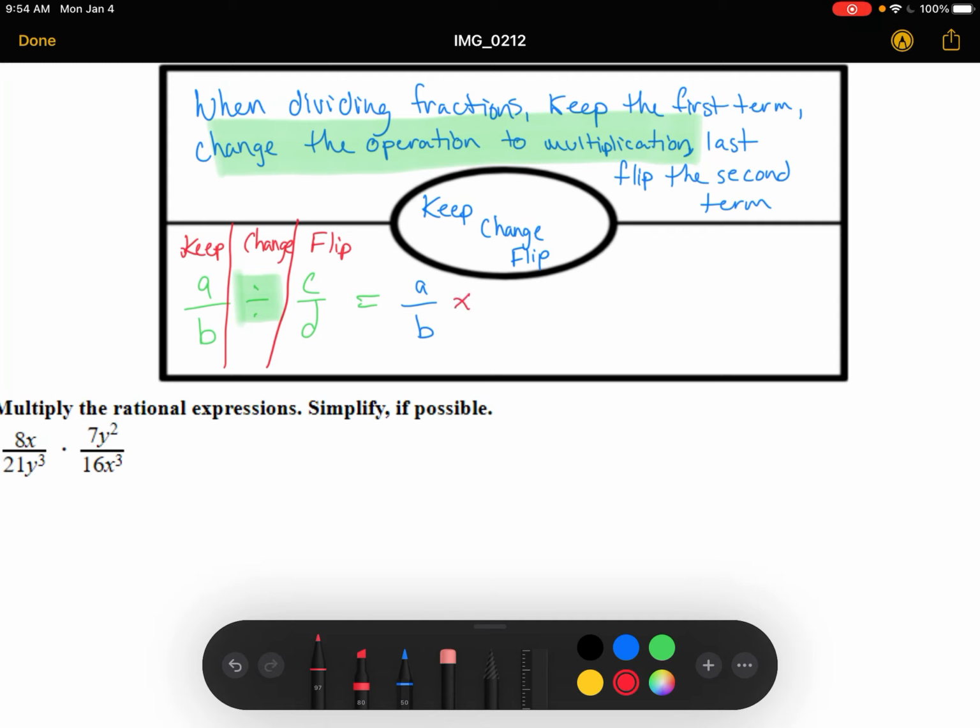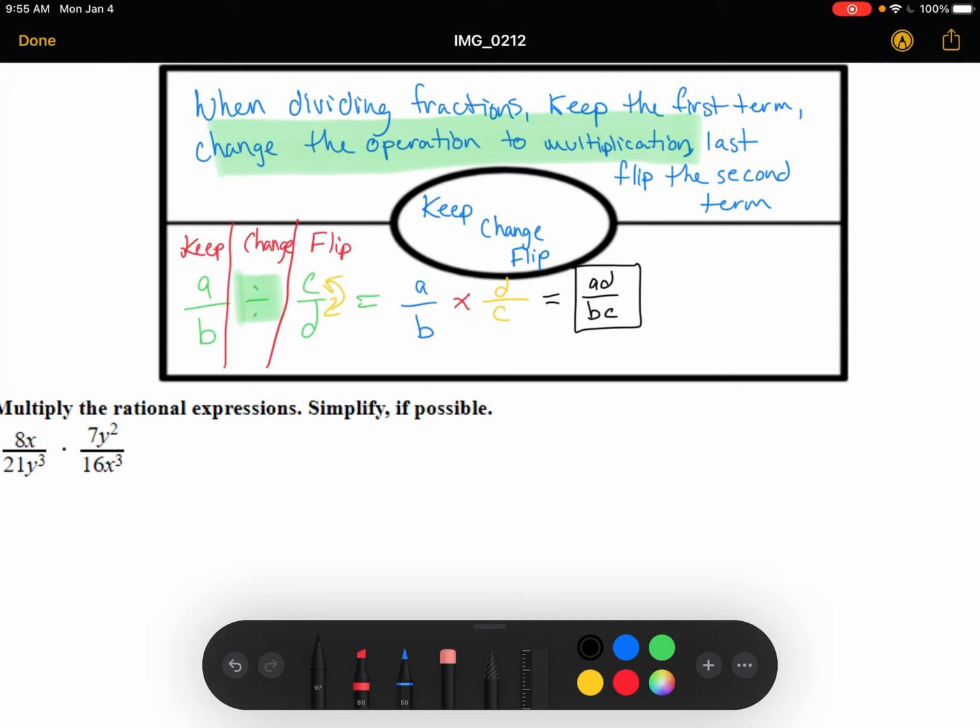And then lastly, we flip. Our last fraction here is c over d. Well, we flip it to d over c. So whatever is on top is now on the bottom, and whatever was on the bottom is now on top. Now that we have this in multiplication form, we just multiply straight across. So we'll have a times d on the top, and b times c on the bottom. That'll be the final answer. So KCF, keep, change, flip. Keep that order correct in your head, and you'll be all set for anything with division.